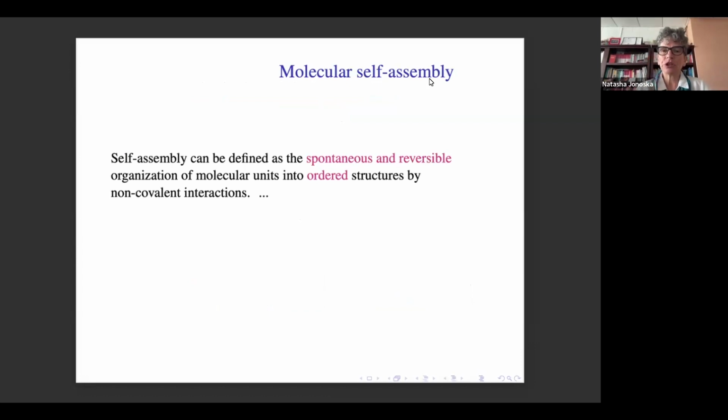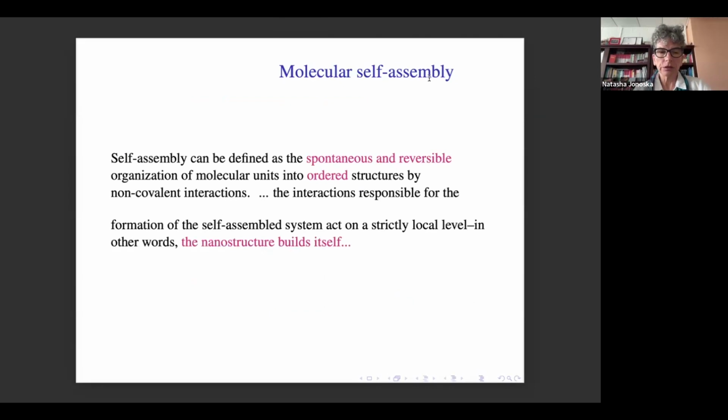Self-assembly is a spontaneous and reversible organization of molecular units into some ordered structures, but usually this organization happens with non-covalent interactions. So they're not permanent, but usually hydrogen bonds or ionic bonds or some other types of bonds. The formation of the self-assembly system acts on a strictly local level, so the molecules interact locally with their neighbors, and we think of it as if the nanostructure built itself.